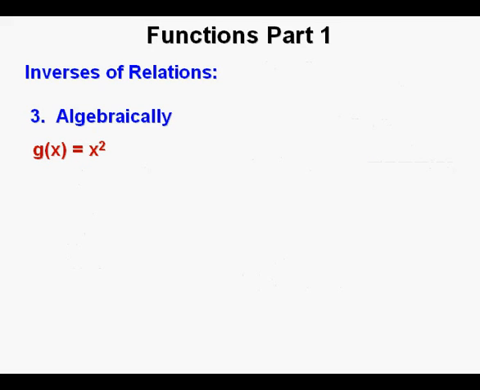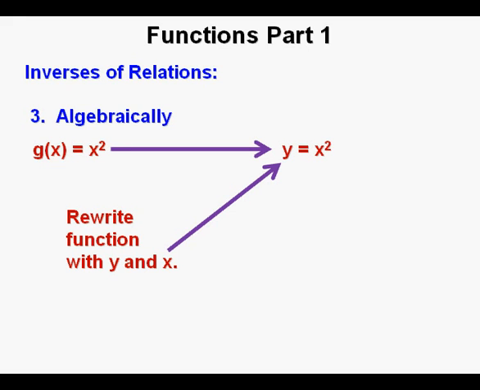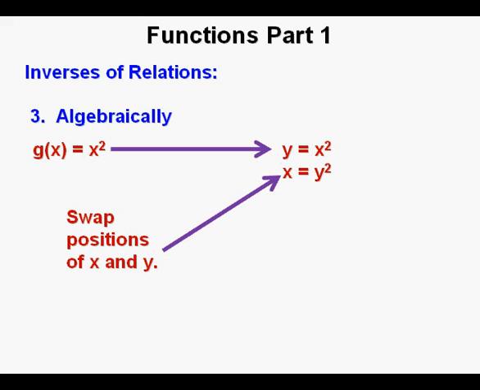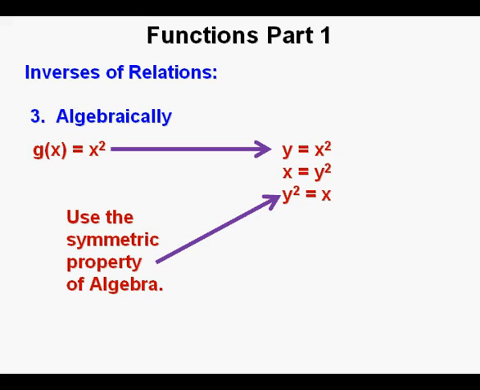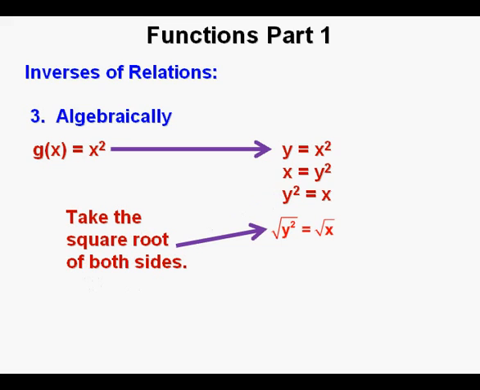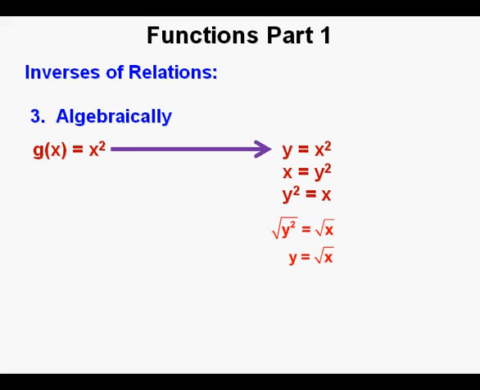We'll look at another function, g of x equals x squared. The first step in finding the inverse of this function is to rewrite the function with x and y variables. We have y equals x squared. Next we change positions of the x and the y. Next we use the symmetric property of equality and rewrite the equation as y squared equals x. Next we solve for y by taking the square root of both sides of the equation, so we have the square root of y squared equals the square root of x. Then we bring down our result, y equals the square root of x.